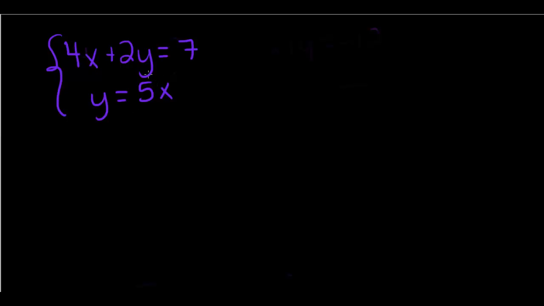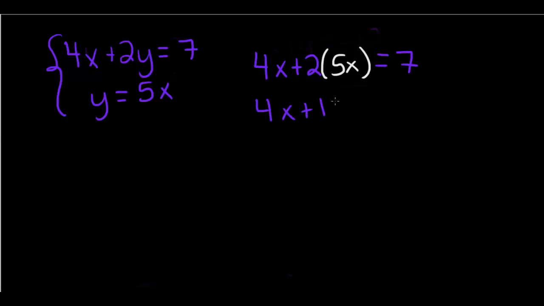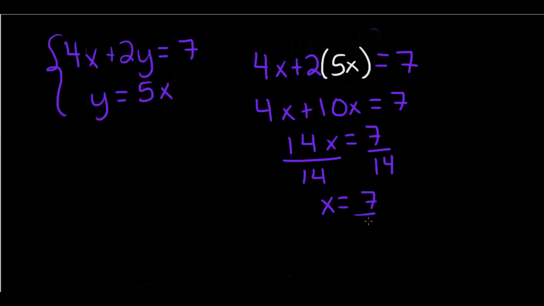So I'm going to go ahead and substitute the value of y with 5x in the first equation. That gives me 4x plus 2 times 5x equals 7, so that's 4x plus 10x equals 7. We combine like terms, so that is 14x equals 7. We divide both sides by 14, so x equals 7 over 14, and then we can simplify 7 over 14 to 1 over 2. So that's the value of x.